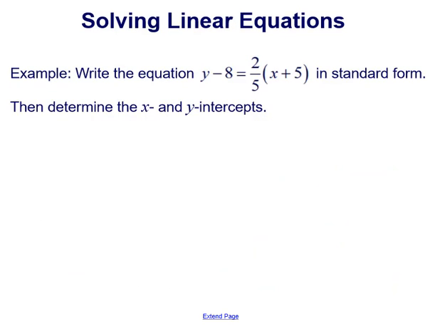The last type of question, though, is actually taking our equation and it's specifically telling us to write it in standard form. So this example is telling us to write the equation y minus 8 equals 2/5 times the quantity of x plus 5 in standard form, and we would do that because then we would easily determine the x and y intercepts.